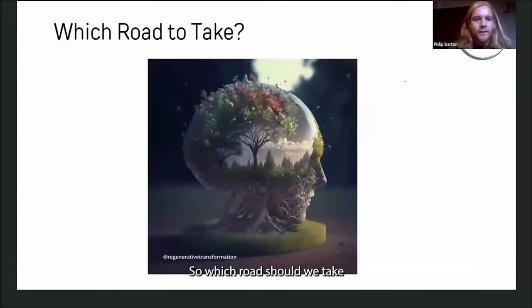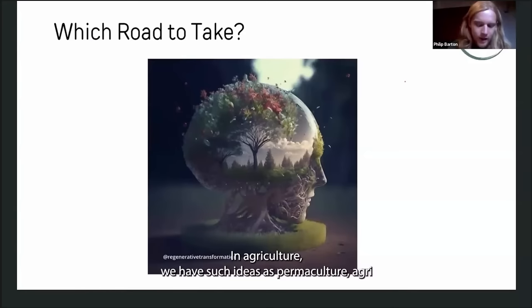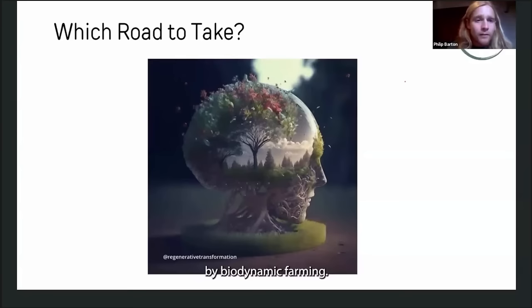So which road should we take? After our separation from the DAO, we're looking for alternative solutions to align ourselves back to that natural flow. In our agriculture, we have such ideas as permaculture, agroforestry, Korean natural farming, biodynamic farming. But these are all great tools and they flourish in their own context.